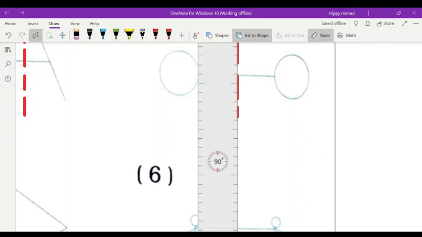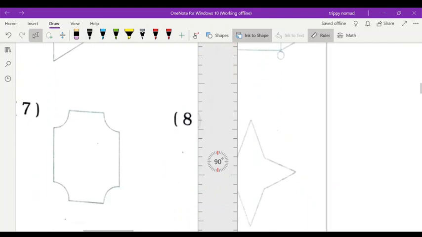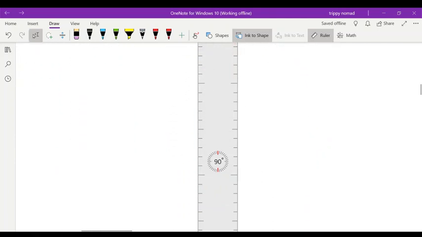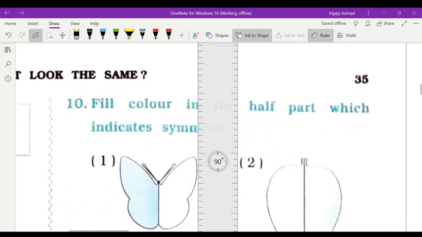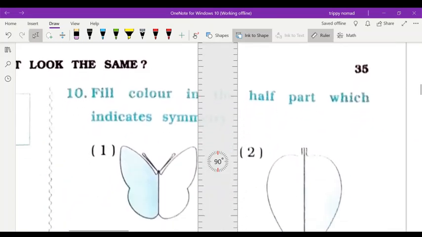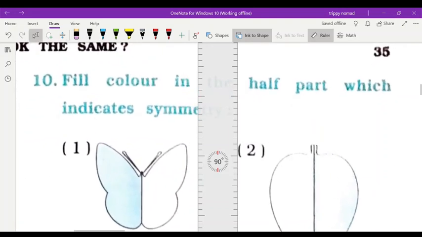Now we are going to start question number 10, and 9 is an activity, children. So we have to start question number 10 now. Page number 35, question number 10. All the parts of question number 8 you will complete.